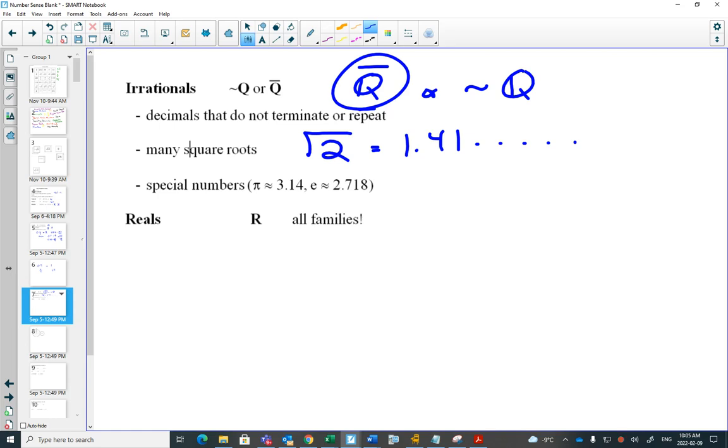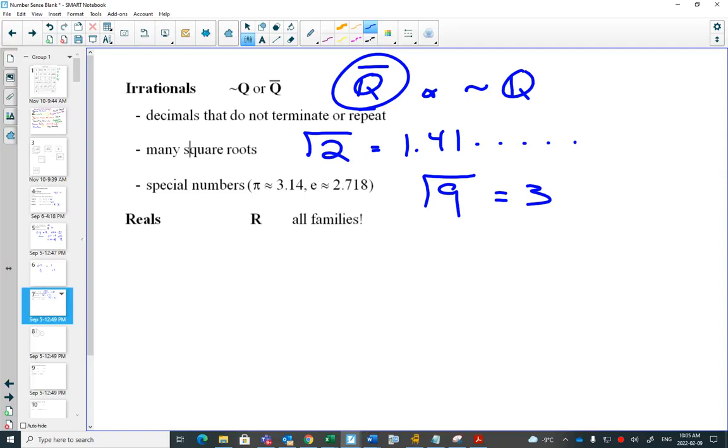But we'll say that any square root, and it's not all square roots, because why doesn't 9 get included? Because that's equal to 3. That's a natural number, a whole number, an integer, and a rational number. 3 belongs in 4 families, whereas the square root of 2 belongs in irrational numbers.